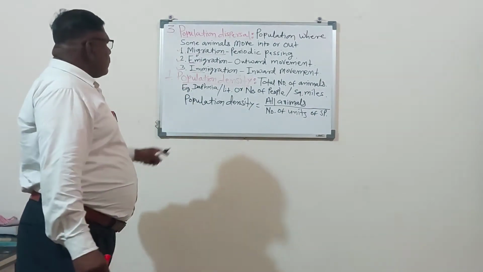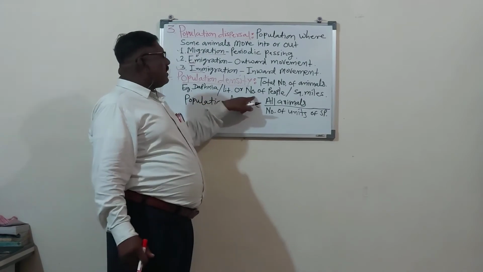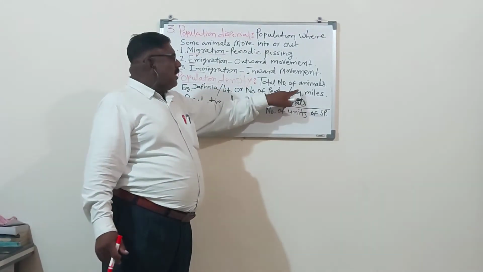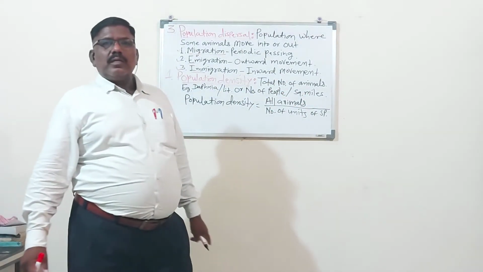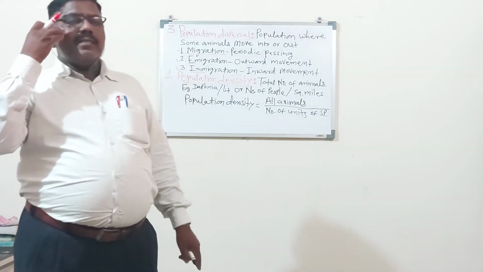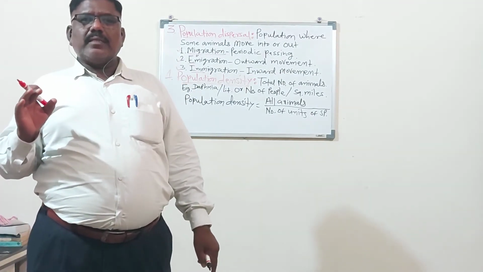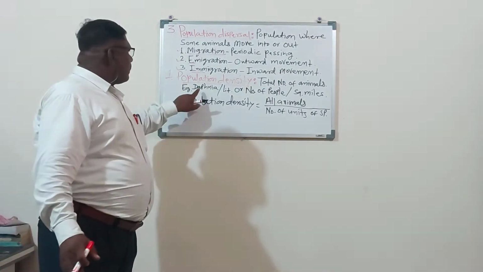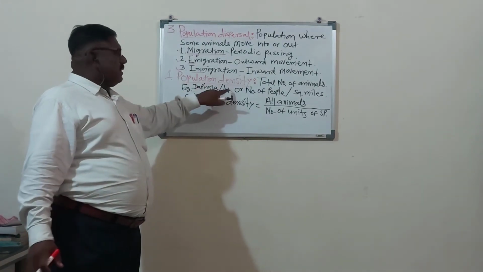So another type of example is the number of people in a square mile, or the number of tigers in a square mile. Any animals we can calculate in this way, population density.